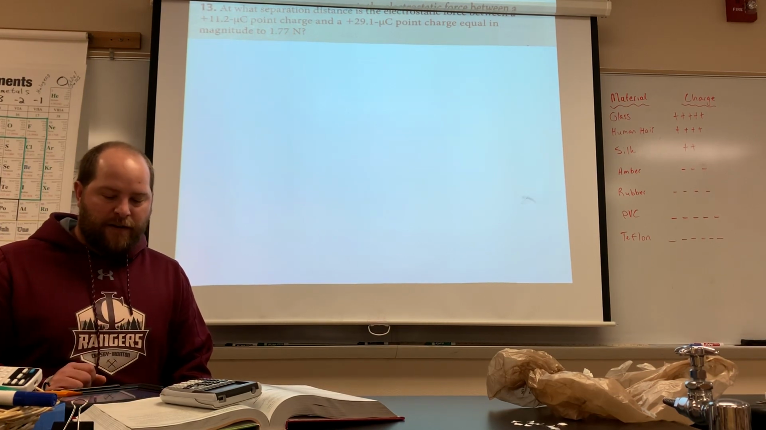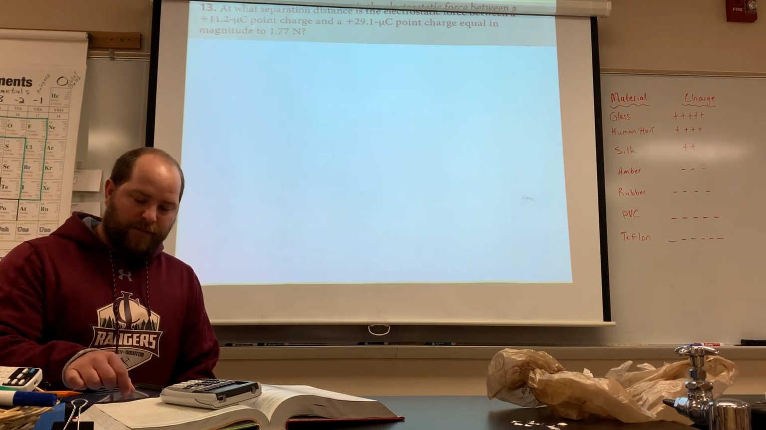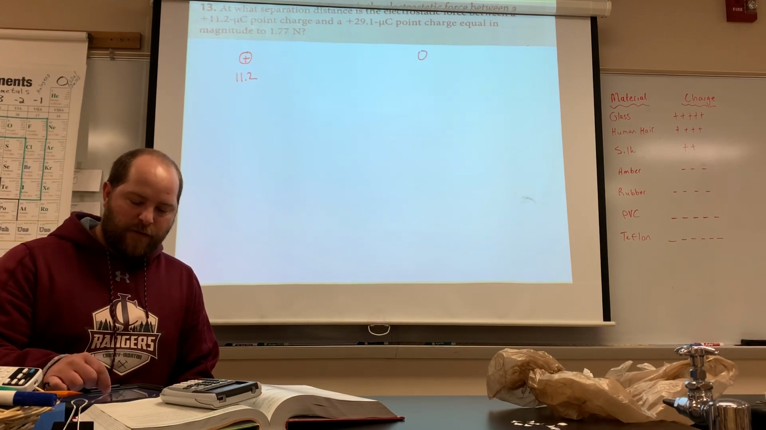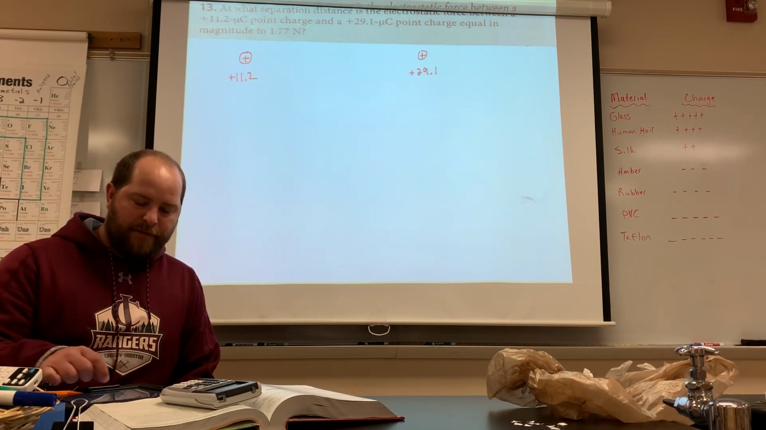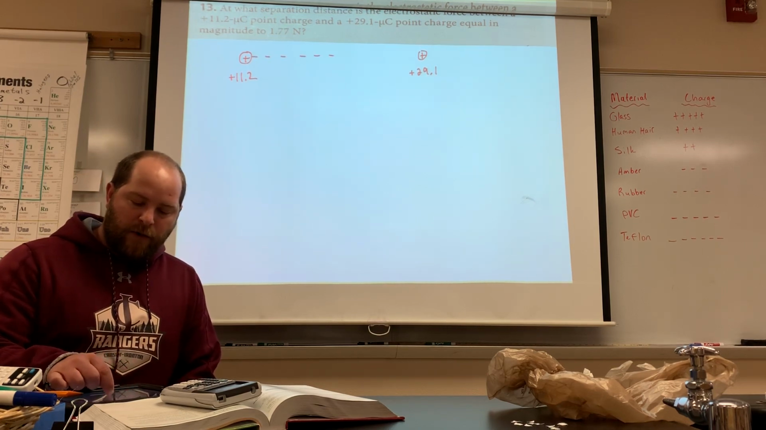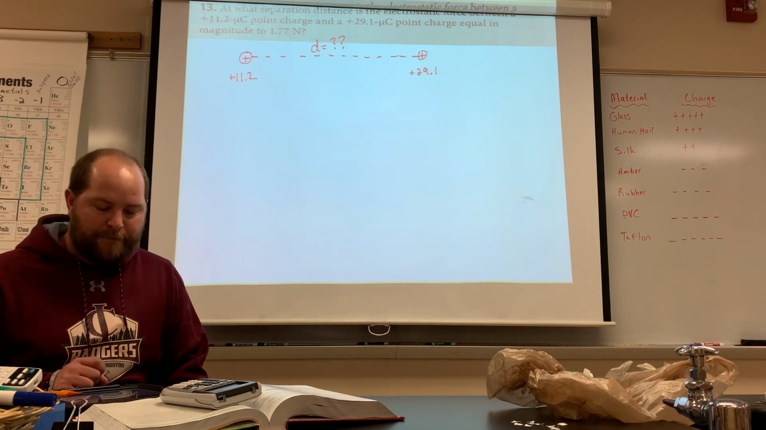So if we draw this out, it'll help us understand what it's asking us. So here's what we have. We have a point charge, positive, that has a charge of 11.2. We have another point charge over here that has a charge of 29.1, and it's positive and positive. And then the question's asking us, what is the separation distance? So it wants us to find this, okay?